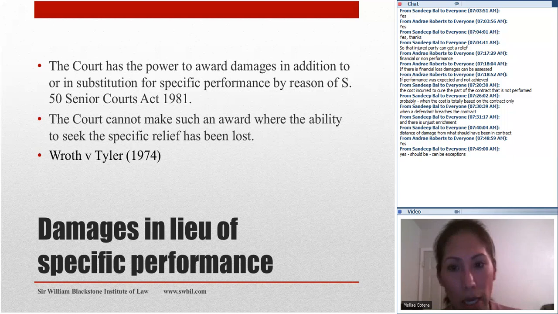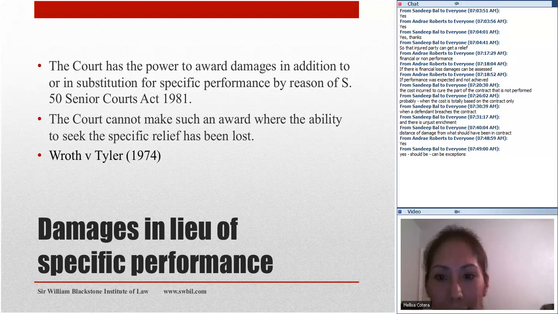Okay? In this case, Ross versus Tyler, the plaintiff agrees to purchase the defendant's house. Then the defendant's wife registered a title that was binding on subsequent purchasers. The plaintiff sued for a specific performance and damages, while the value of the house rose drastically between the time of agreement and trial.